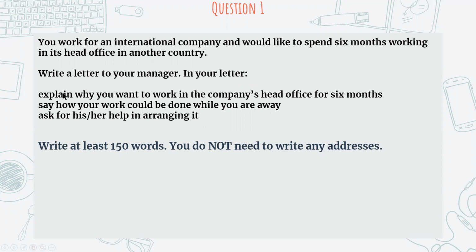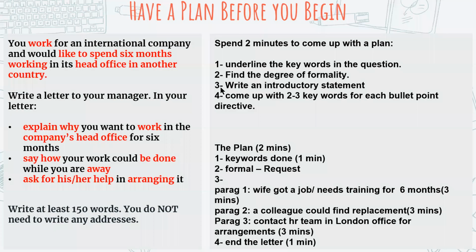In your letter, you will have to do three things. Explain why you want to work in the company's head office for 6 months. So I'm going to be giving a reason. Say how your work could be done while you're away. Ask for his or her help in arranging it. Write at least 150 words. You don't need to write any addresses. So let's begin our journey, okay?